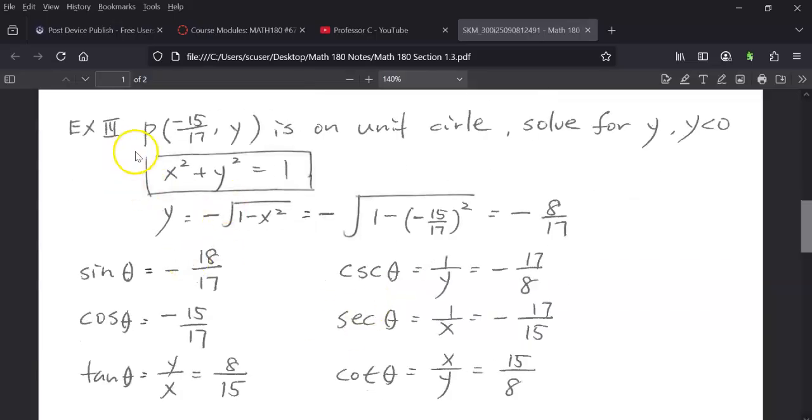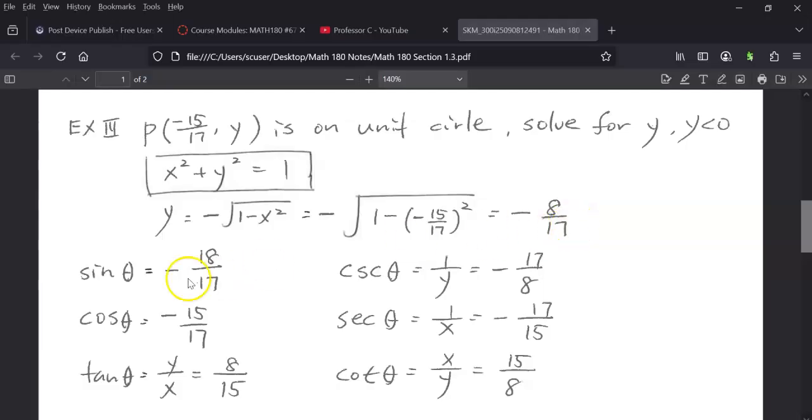Now the next example, we have a point that's on a unit circle. We want to solve for y, and the y value is restricted to be less than 0. The first thing, once again like before, we know our Pythagorean theorem. In a unit circle, the hypotenuse equals 1, so x squared plus y squared equals 1. When we solve for y, y is negative. Why is it negative? Because we say y is less than 0. If y were greater than 0, you wouldn't need this negative sign. Then we take the square root of 1 minus x squared. We plug in the appropriate value for x, then our y is negative 8 over 17.